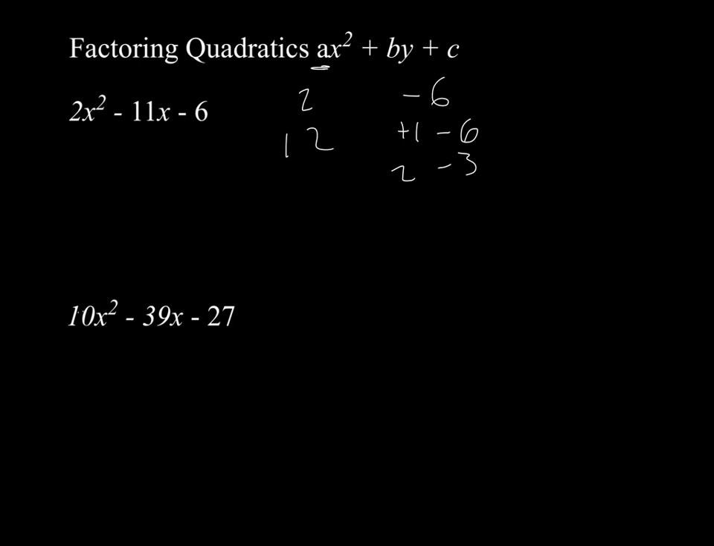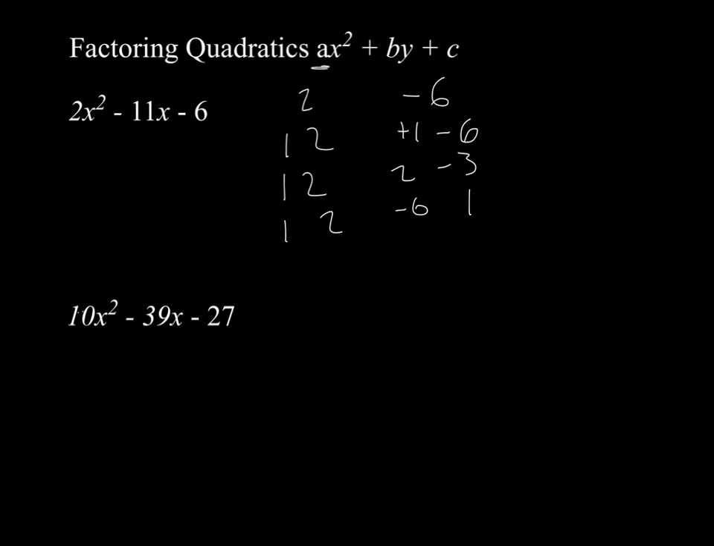Now, I check to see which one of these sets is going to work out to give me a sum of negative 11x in the middle. So if I do 1 times negative 6, I get negative 6 plus 2 is going to give me a negative 4. Now, if I do 1 times 1 is 1, and 2 times negative 6, I get negative 12, which does add to give me a negative 11. So it looks like I should be working with 1, 2, negative 6, 1.